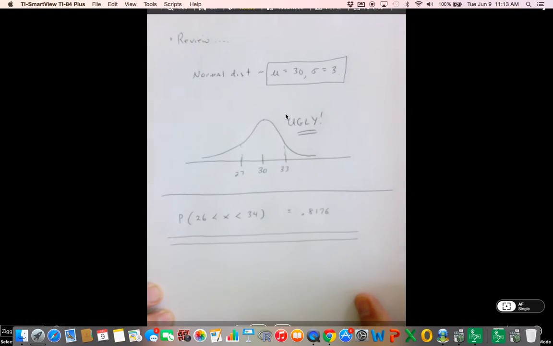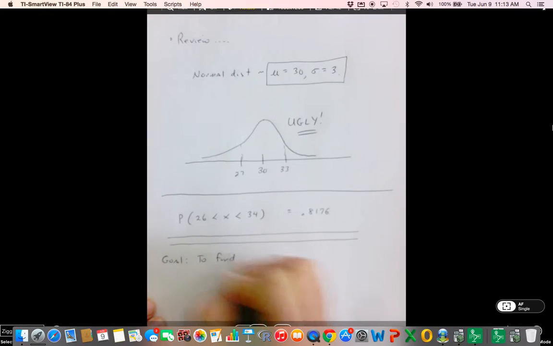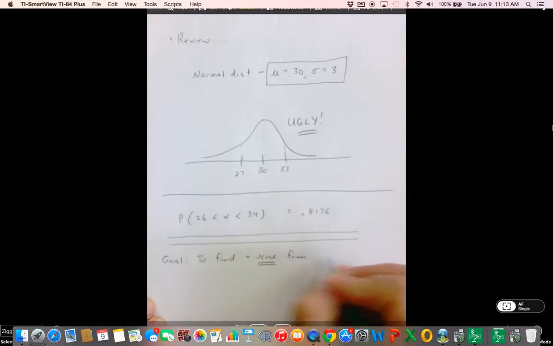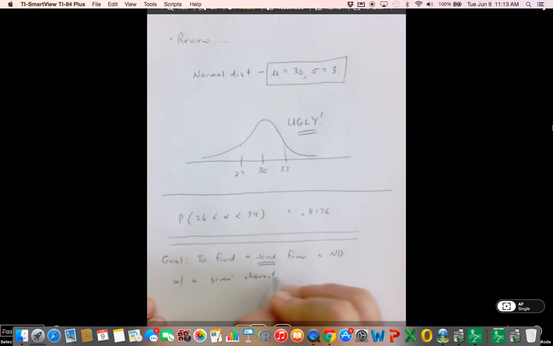The purpose of this video is to look at a different type of problem that we encounter in normal distributions. And the goal of this is to find a score from a normal distribution with a given characteristic. So that's the goal of this. So no longer finding a probability, a percentage, a proportion, anything like that, but to find a score from the distribution with the given characteristic.